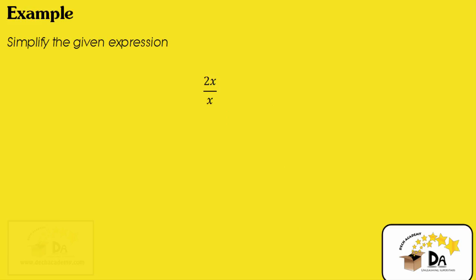So here's an example. We're asked to simplify the given expression. And the expression we have is 2x over x, which is the same thing as 2x divided by x. We're required to simplify it. And there are many approaches we can use. One thing to note is that you can rewrite this fraction as follows: 2 times x, so 2x is 2 times x, and the numerator remains x.